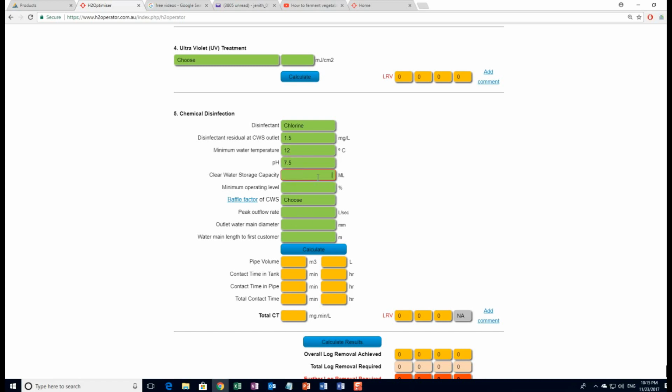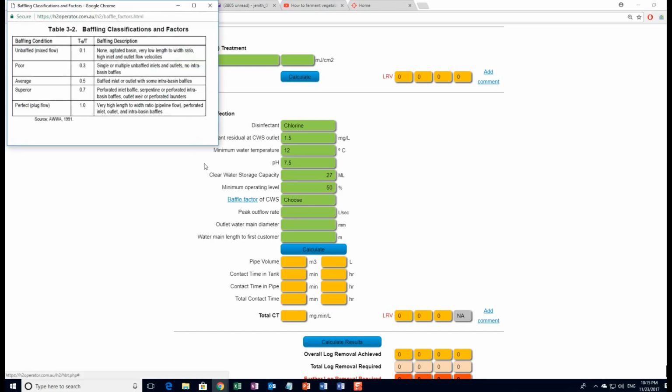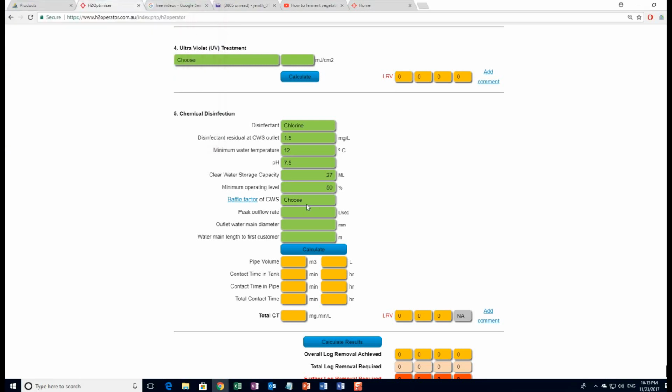Now my clear water storage capacity is 27 megaliters, and the lowest level that it ever gets down to is about 50%. Now the baffle factor, so the baffle factor is basically how mixed your tank is. So if you click on that, it will tell you, if it's 0.1 if it's unbaffled. Agitated basin, very low length to width ratio, high inlet and outlet flow velocities, etc., etc. Okay, so I'm going to choose 0.1 because the lowest baffle factor I can find.